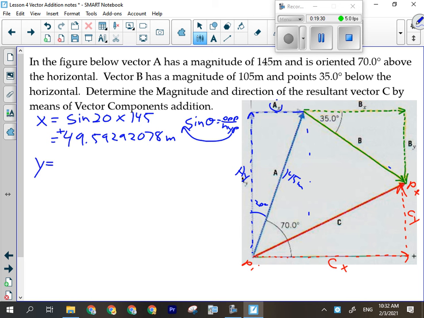Now I need to calculate what y is. What trig function do I use to get y? Cos, yeah, it's the adjacent side. So I'm going to use the cos of 20 times 145. Same manipulation, except cos is adjacent over hypotenuse, so I just multiplied the hypotenuse over. So blue y, cos of 20 times 145 is going to give me 136.25543 meters, and that's also positive because it's up.